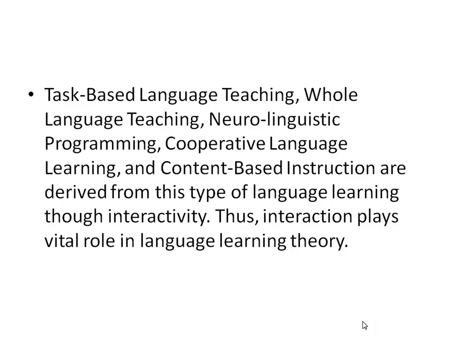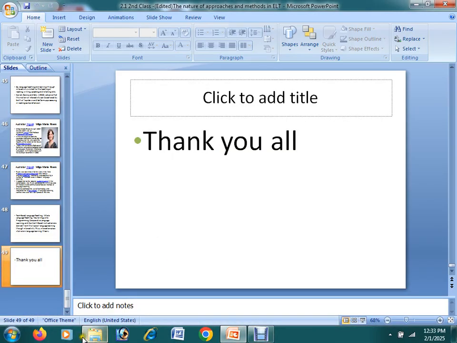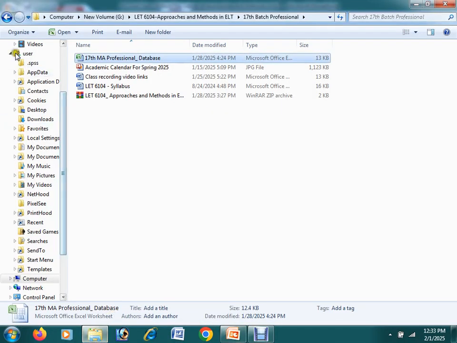And in addition we have some other methods in this proposal: task-based language teaching, whole language teaching, neuro-linguistic programming, cooperative language learning, and also content-based instruction, which are derived from this type of language learning through interactivity. So when the scholars talked about interactivity, with their concern we got these new methods. Which are the methods? Task-based language teaching, neuro-linguistic programming and others. So that is the gradual development of English language teaching and the methods and approaches in English language teaching.